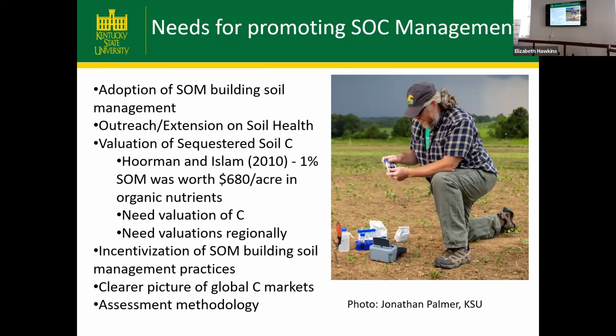We need more people out here talking about this, outreach and extension. Dr. Islam and Jim Horman a couple years ago put a financial number to what soil organic matter was worth, $680 an acre in organic nutrients. In other words, if you have a good, healthy soil, you could potentially save $680 an acre in fertilizer inputs. Am I on that right, Rafiq? But this is Ohio. Is that number the same in Alabama or California? We need more people looking at that and figuring that stuff out.